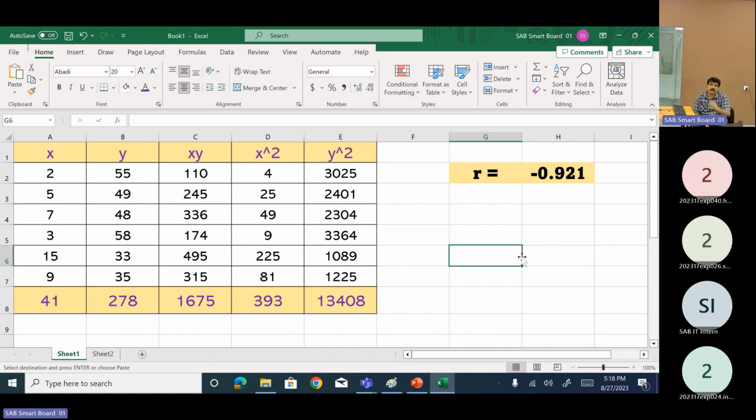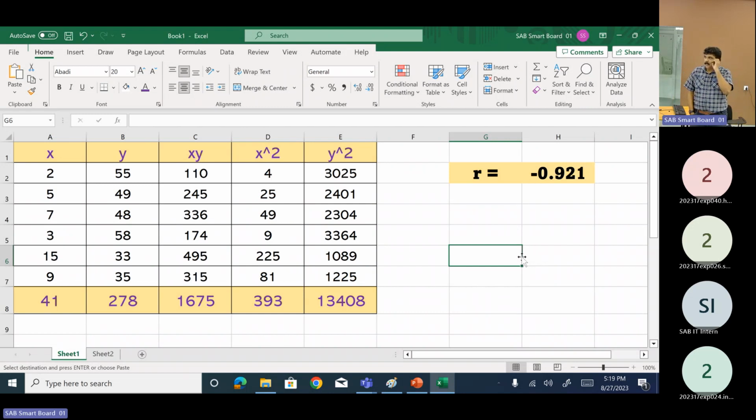So now we have the value minus 0.921. So how to interpret this? Now we know how to calculate, and you have decided which formula is easy for you. So hereafter you can use that formula and do the calculation. So now after calculating the value, how to interpret this value?